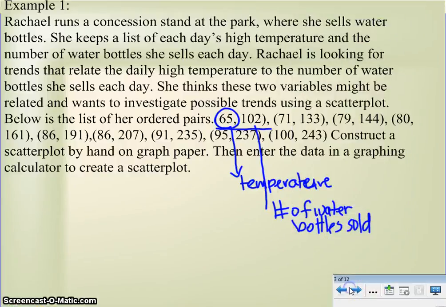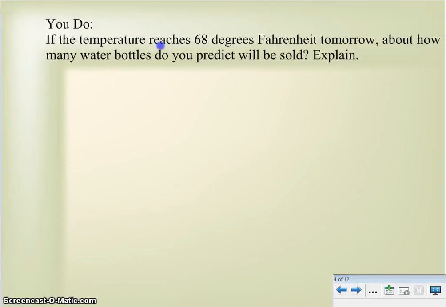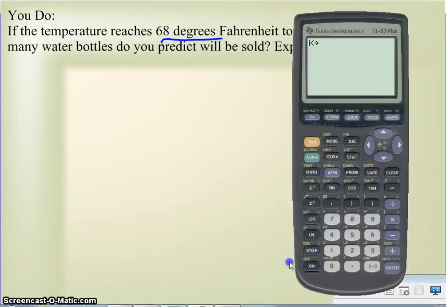All right, moving on. It says here that if the temperature reaches 68 degrees Fahrenheit tomorrow, about how many water bottles do you predict will be sold? Well, here's the thing. Now that we have our scatter plot, we can actually create a line of best fit, which ends up being that slope that we're so used to working with. And believe it or not, we've already done all the work. We're just going to have the calculator do the rest for us.